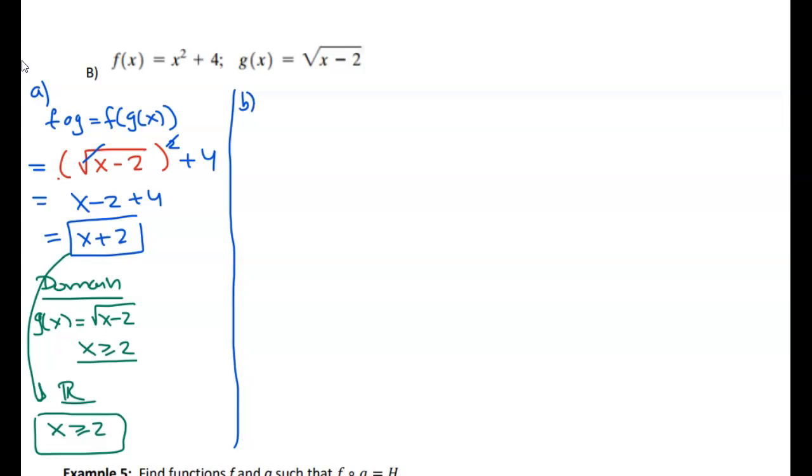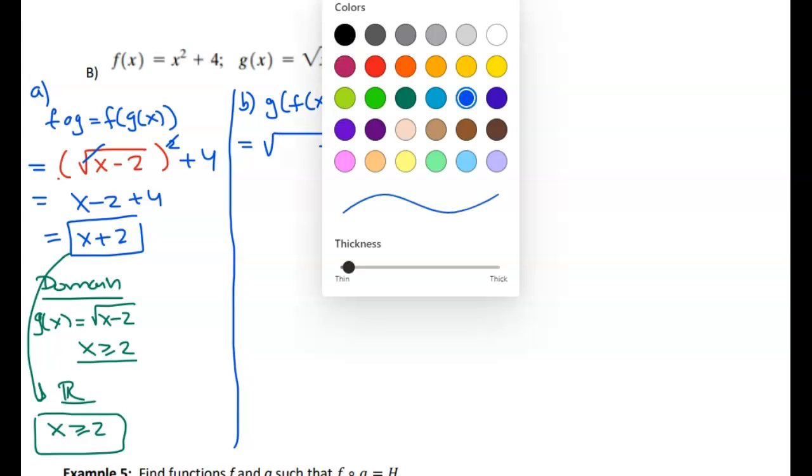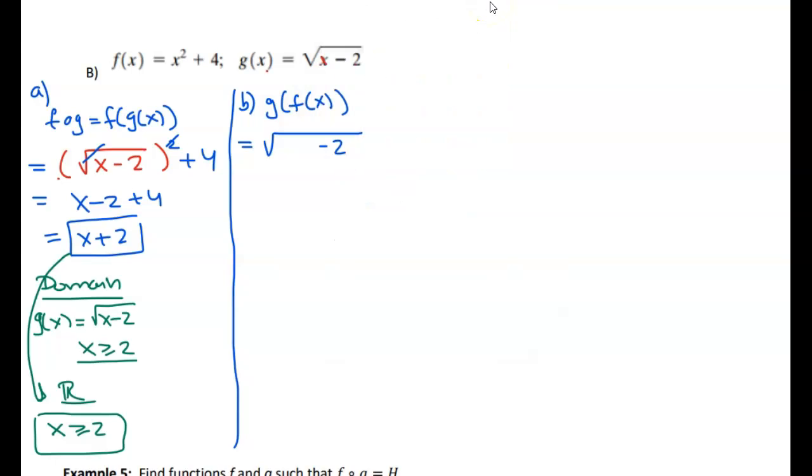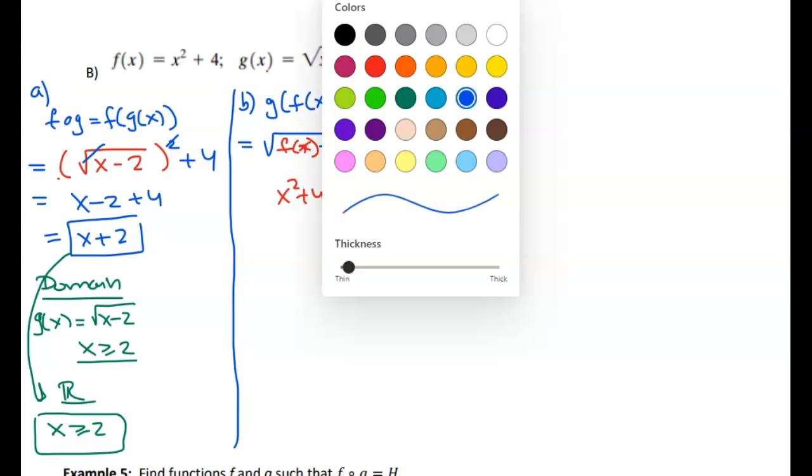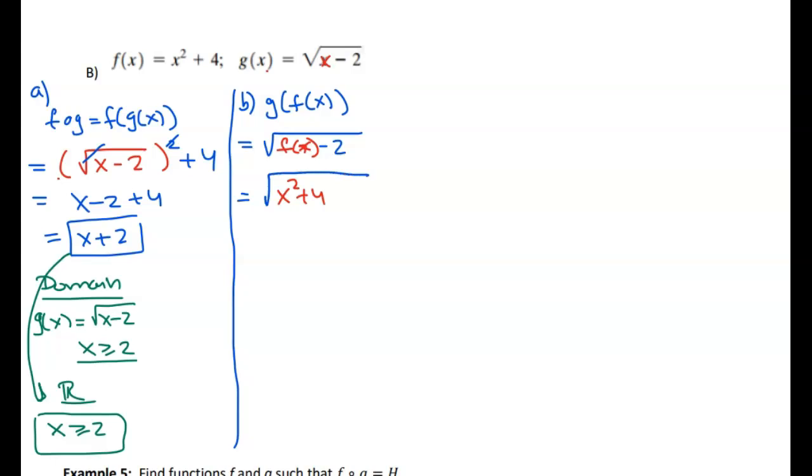Part B. g of f of x. So we start with the g function, and we need to replace the x in here by f of x, which is x squared plus 4. So it's equal to the square root of x squared plus 4 minus 2. So the square root of x squared plus 2.